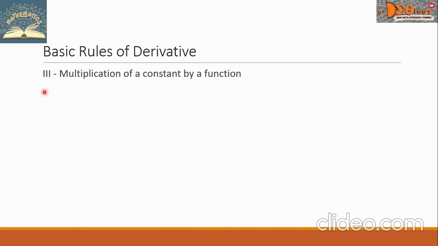Rule number 3. Multiplication of a constant by a function. If k is a constant, then d over dx of k times f, where f is a function, is equal to k times the derivative of the function.